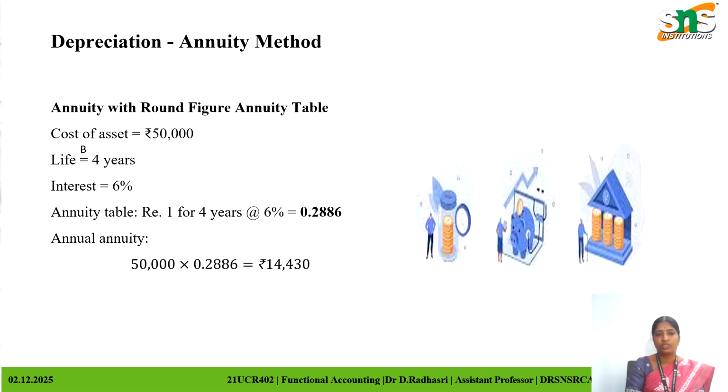Next, we see another example. The cost of the asset is 50,000. Say a house is purchased for 50,000. The useful life of the house is 4 years. After 4 years they sell the house, and the depreciation amount is calculated at 6%. At 6%, the annuity table shows the factor 0.28886. So we calculate the total cost of the product with it, and we get the annuity amount. That way we calculate using the annuity table method.